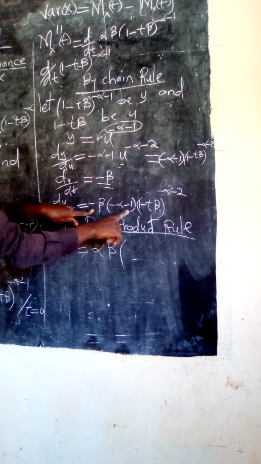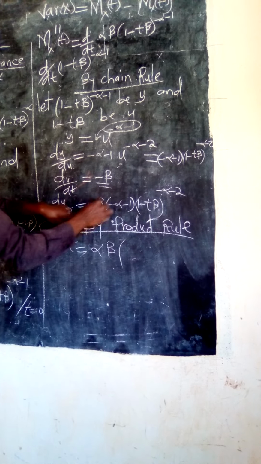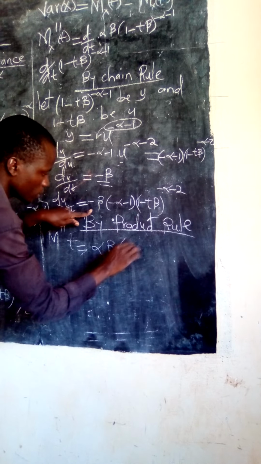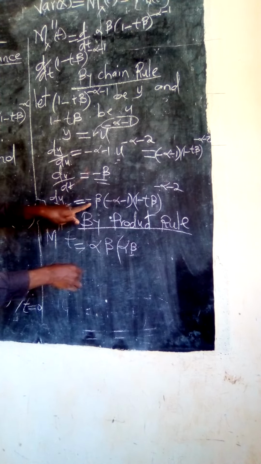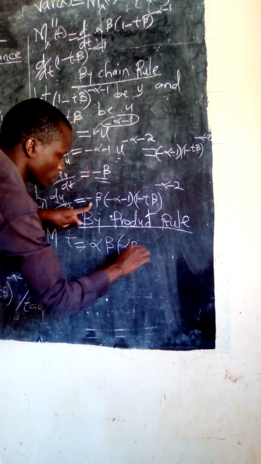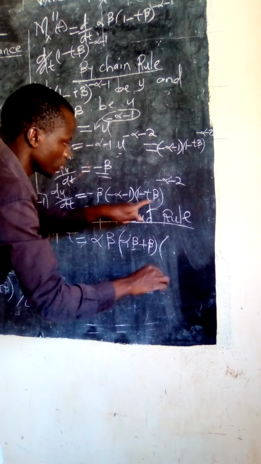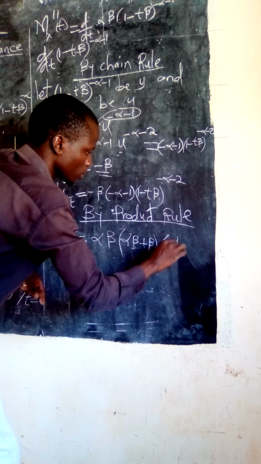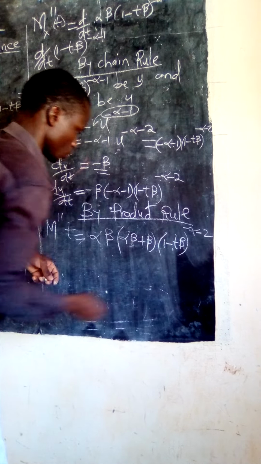I can solve this bracket, the first bracket, negative beta by negative alpha. Negative goes and I remain with alpha beta. So that is alpha beta. Negative beta by negative 1 is just beta, so that is plus beta. Then I write the whole of this, 1 minus t beta to the power negative alpha minus 2.